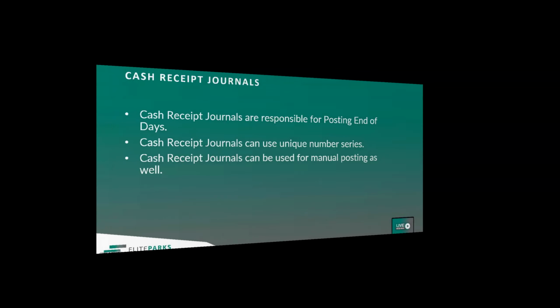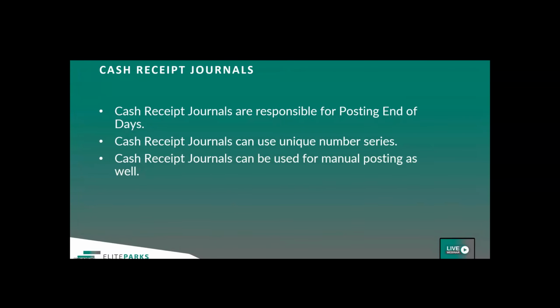Cash receipt journals are responsible for posting your end of day. Cash receipt journals can use a unique number series, which means that each transaction posted through a cash receipt journal can have its own ID reference, and therefore make it easier for searching in your general ledger entries for the end of day for a specific park, for example.